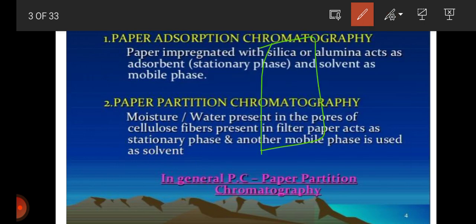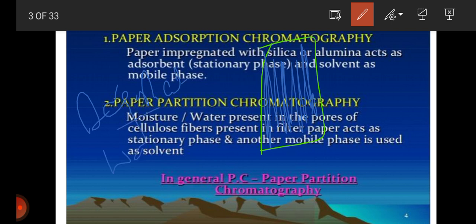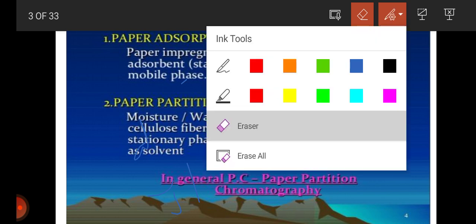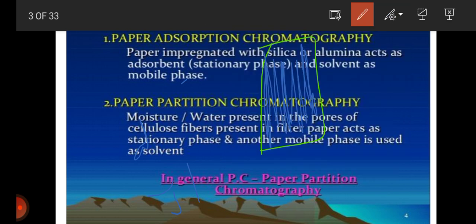Now this is our filter paper. What we did is coat it with our adsorbent, which is the stationary phase, mixed with water. This mixture of adsorbent and water we call a slurry. Now we take this filter paper, which is coated with the stationary phase, and you have to introduce it into one chamber.